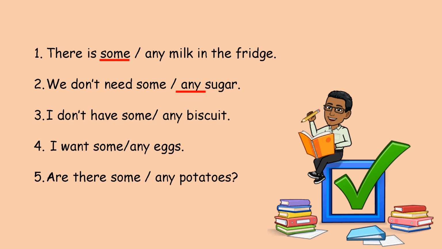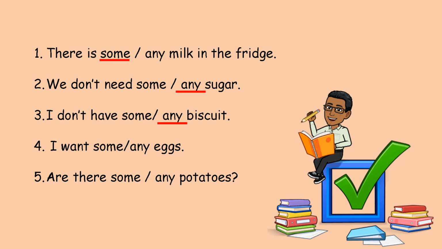Let's try number 3. I don't have any biscuit. I don't have some biscuit, or I don't have any biscuit? This is a negative sentence. Number 3 is just like number 2. So the answer is also any. I don't have any biscuit.